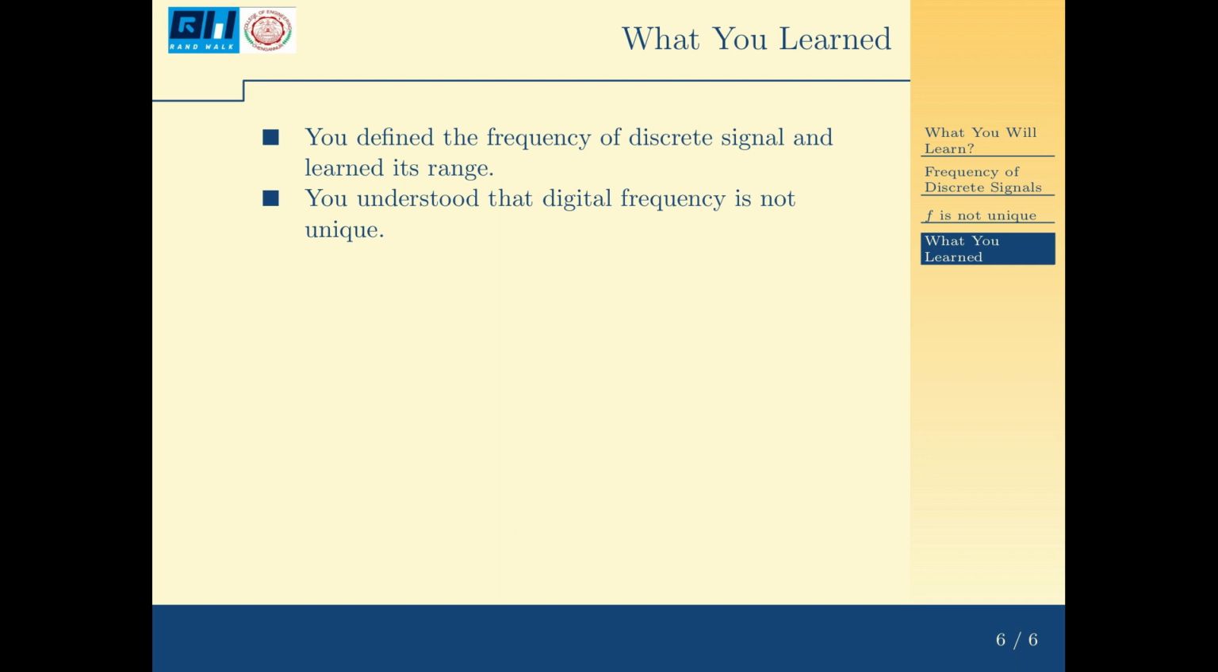You have to see that this frequency range is continuous. So even though the signal is discrete in time, it is not discrete in frequency, because frequency small f is a continuous variable from minus half to half. And you understood that the digital frequency is not unique, because all continuous frequencies from minus infinity to plus infinity are mapped down to the small interval of discrete frequencies from minus half to half upon sampling. So only if you specify the sampling frequency also does it make sense.